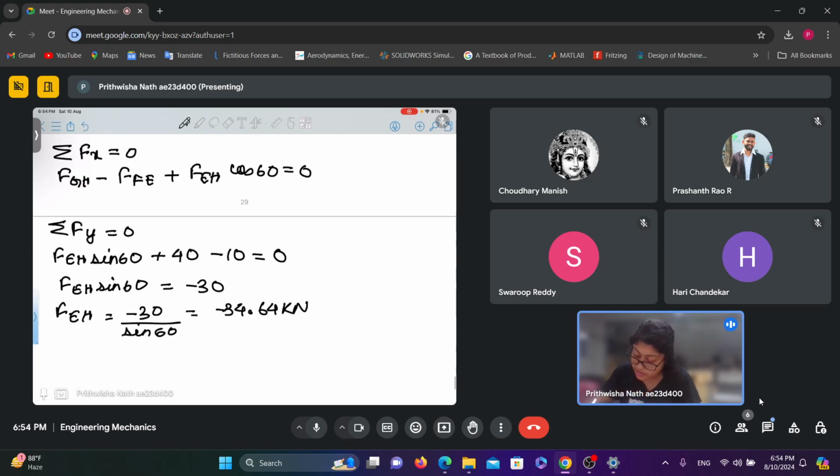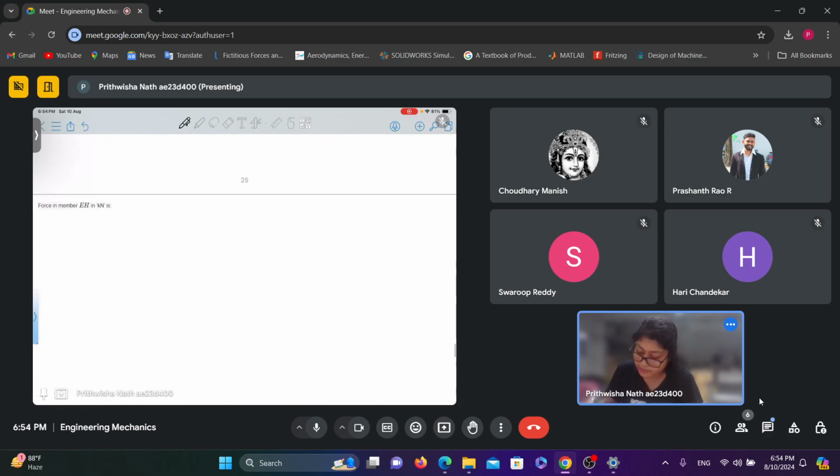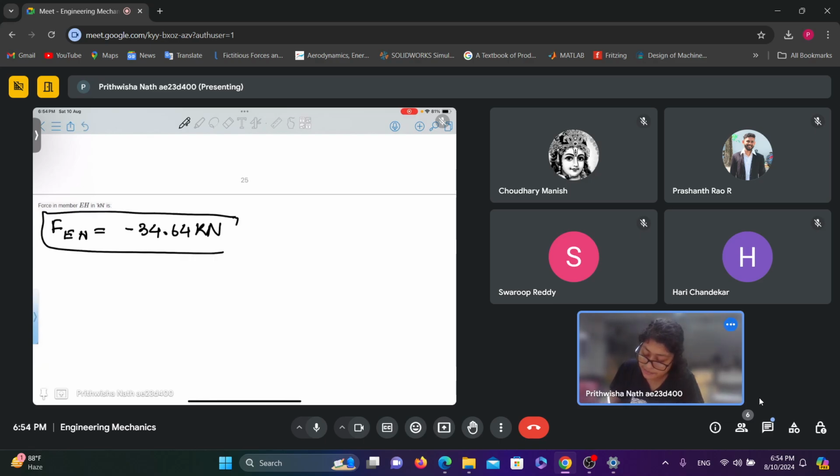Now I got force in member EH. So this was one of the questions here. So FEH equals to minus 34.64 kilonewton. Right? Is this clear?